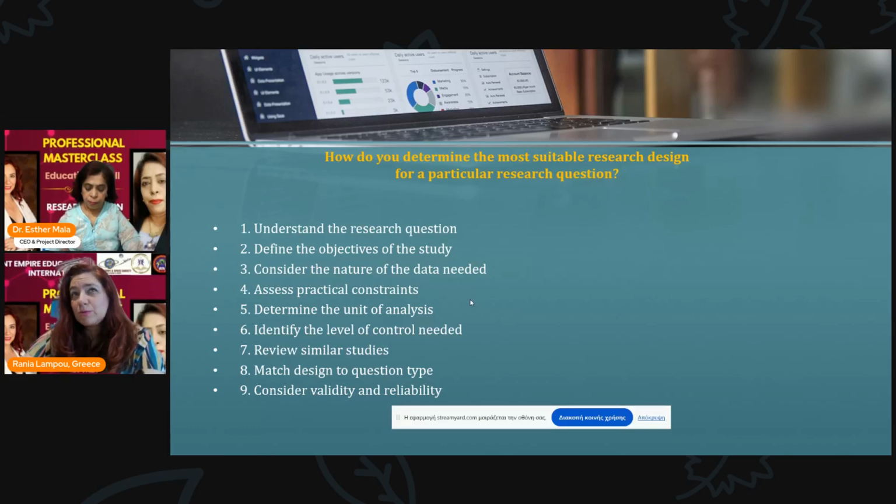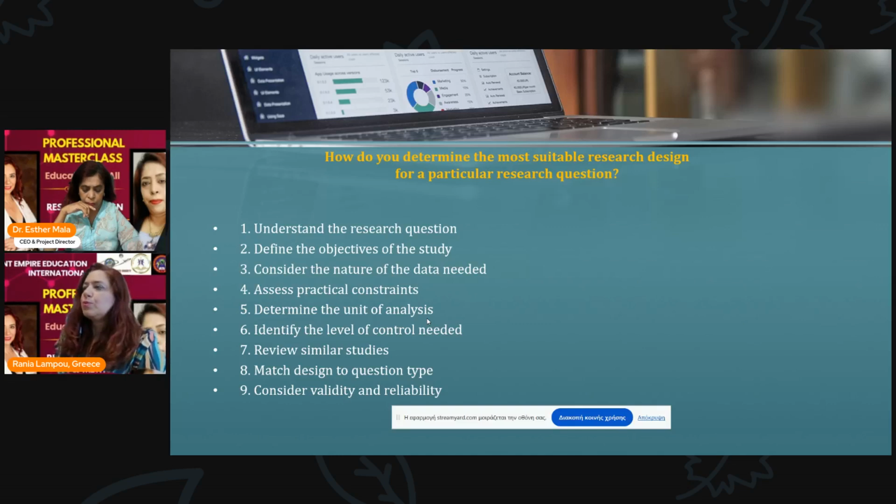This is exploratory because this has to do with a qualitative study. Descriptive, what is the status? The survey. Or explanatory, causal, why is this happening? This is related with experiments. Evaluative, what is the effect of an intervention? This is quasi-experiment. Secondly, we need to define the objectives of the study.